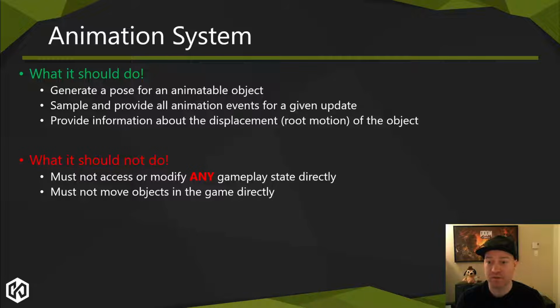The animation system should fundamentally just be a black box. It should be: here are some inputs, tell me how far you moved, what is your pose, what are the events, and then I decide what to do.